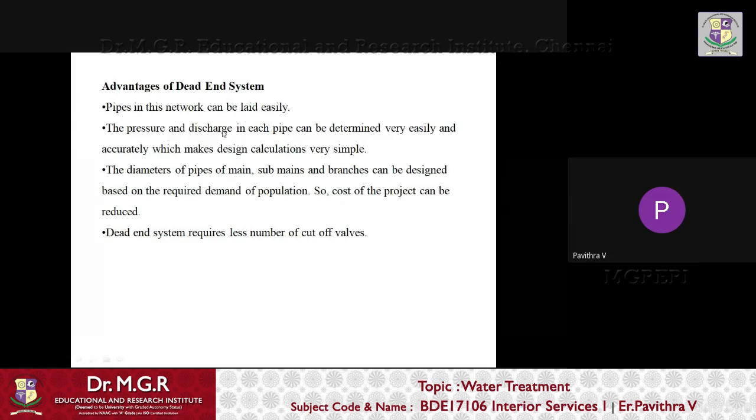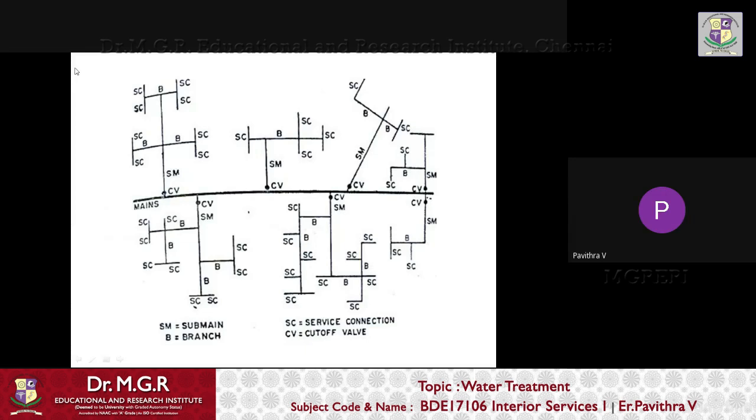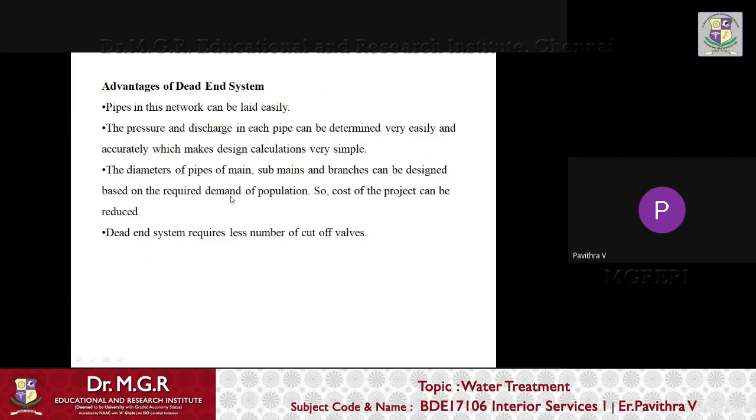The pressure and the discharge in each pipe can be determined very easily and accurately, which makes design calculations very simple. So the diameter of the pipes of main, submains, and the branches can be designed based upon our demand of water. Based upon the number of population in this area and the demand of the people, we can design the diameter of the main pipe, submain, branch, everything. So it's up to us. Hence the cost of the project can be reduced.